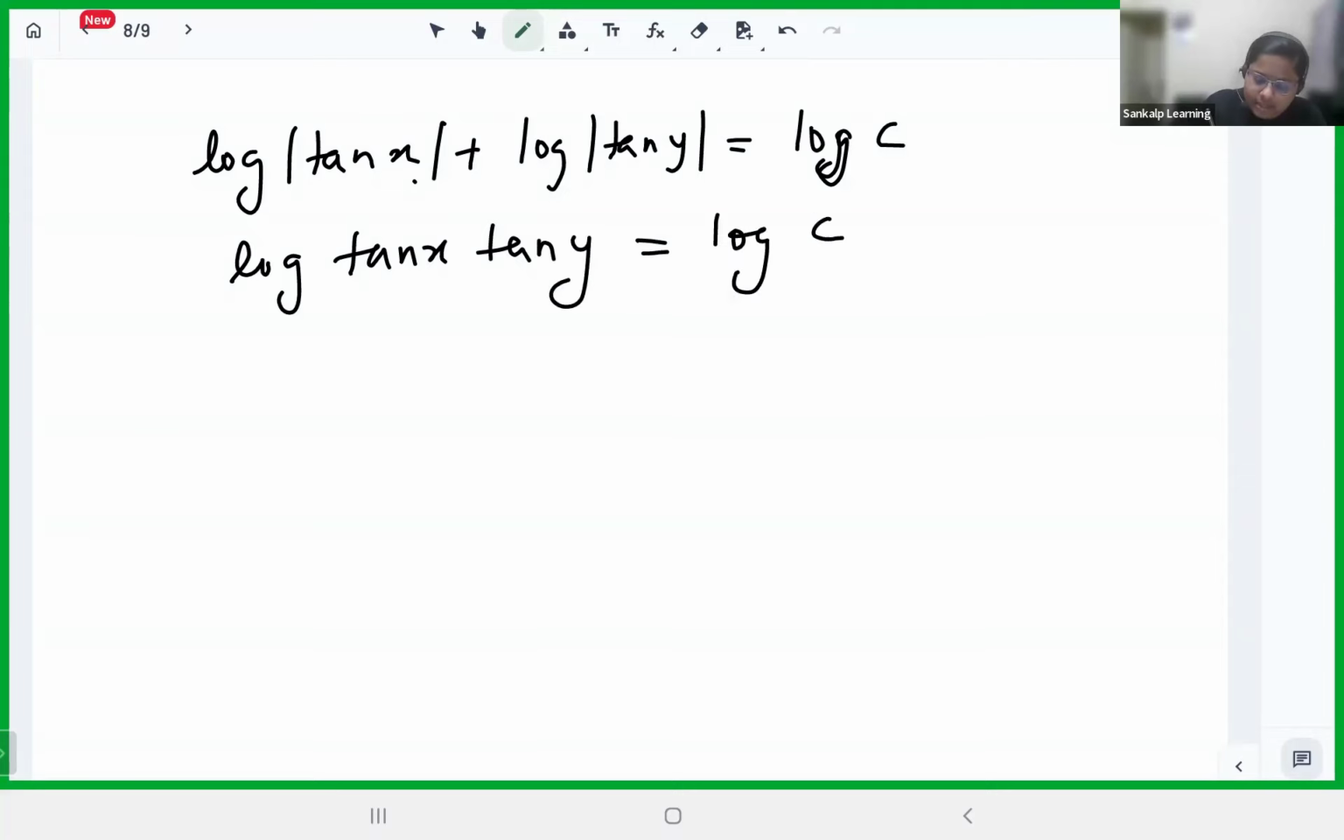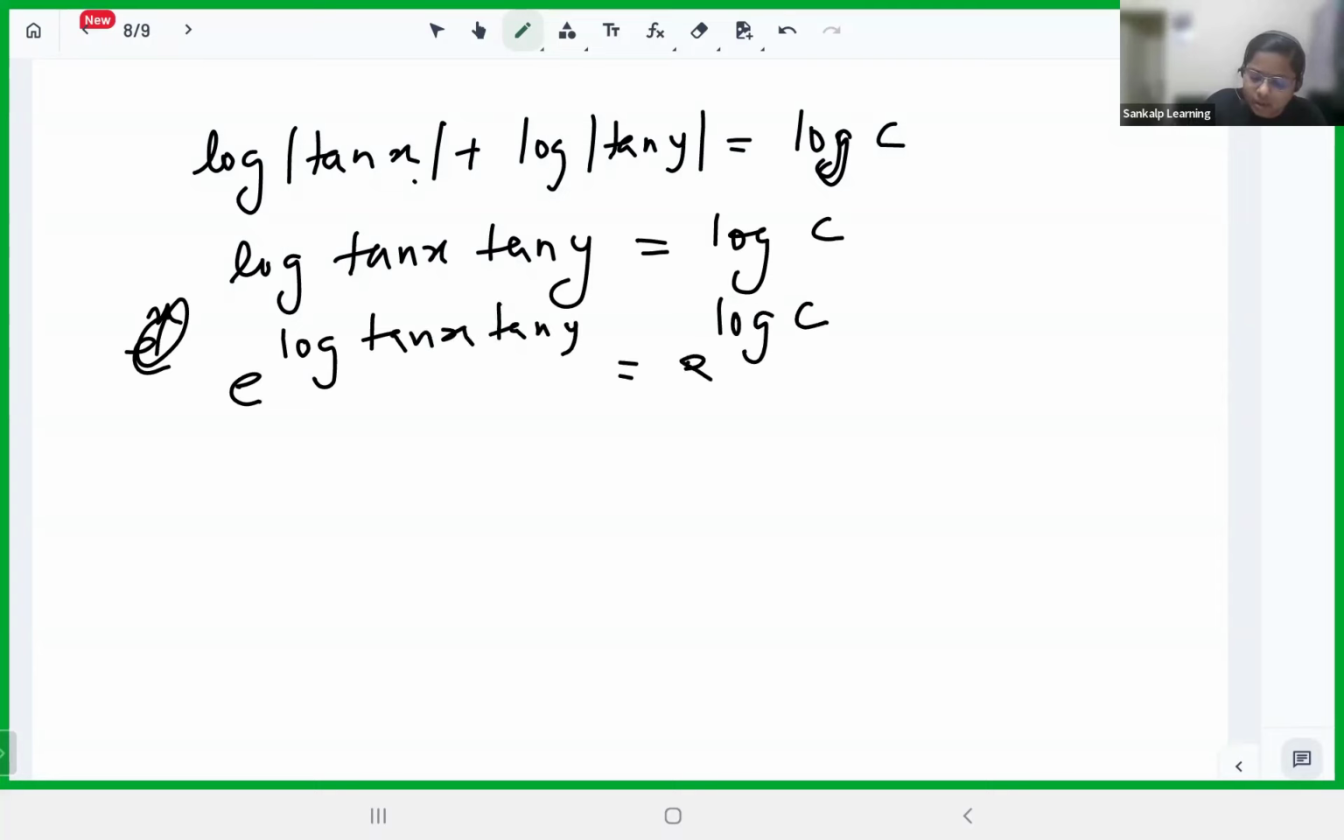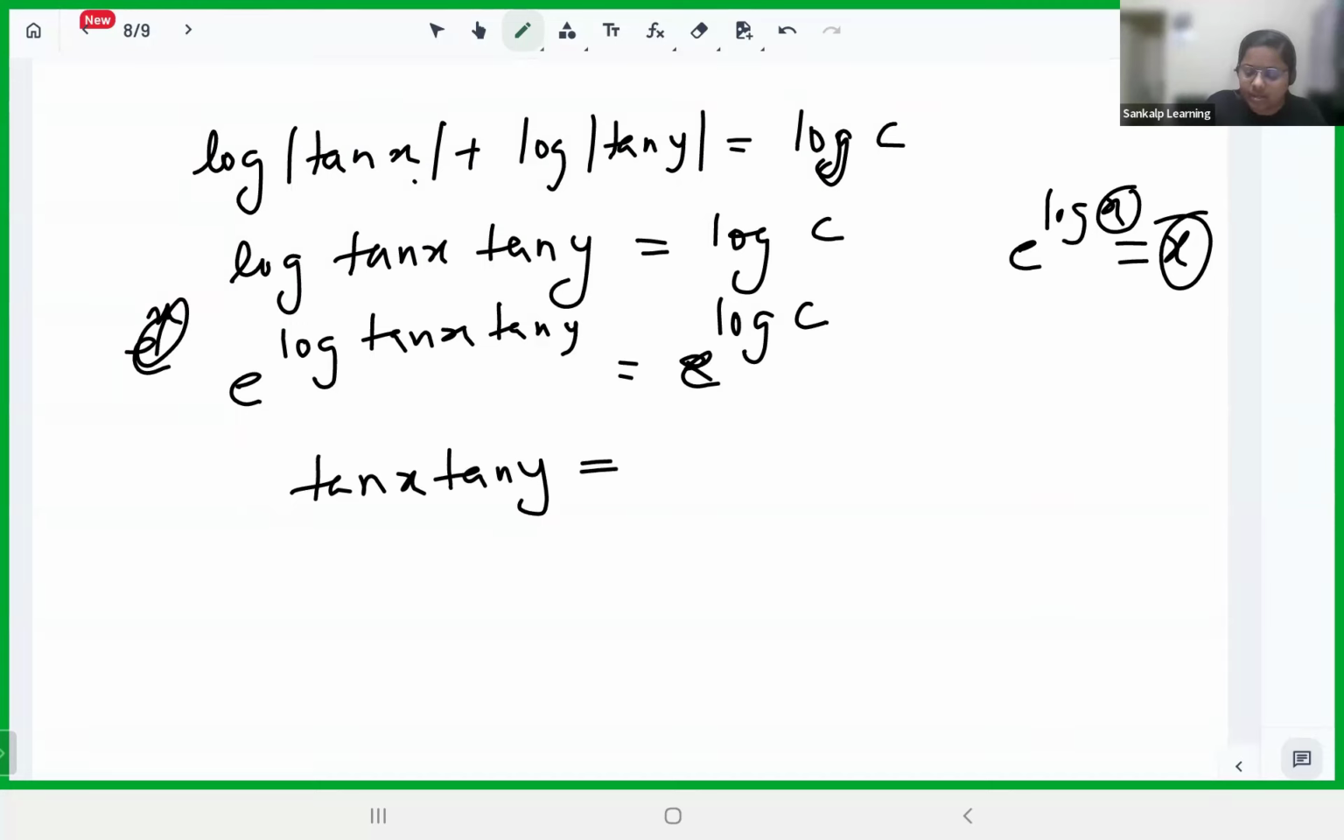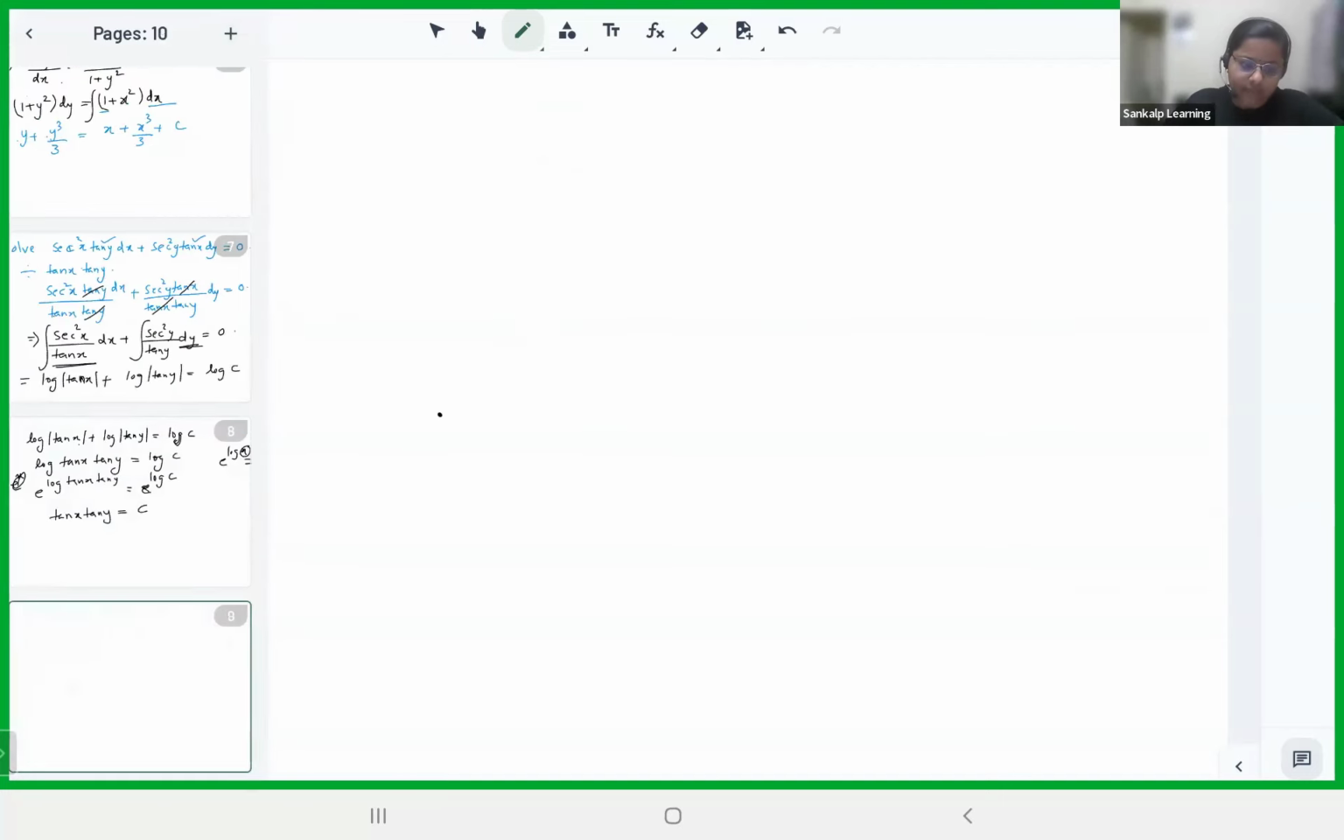Now you take e power on both sides, that is e power log of tan x tan y equal to e power log c. So using e power log x is equal to x, we can conclude that this one is tan x into tan y, isn't it? Tan x into tan y is equal to C. Tan x tan y equal to C. Alright. Now moving on to our next question. This is our sixth question, right?